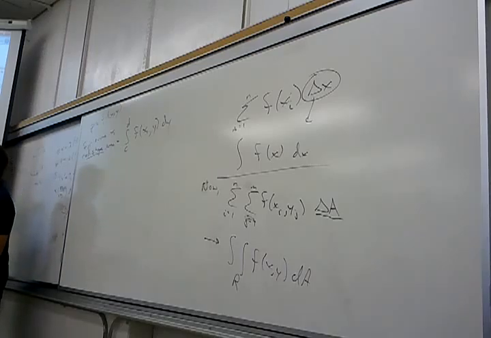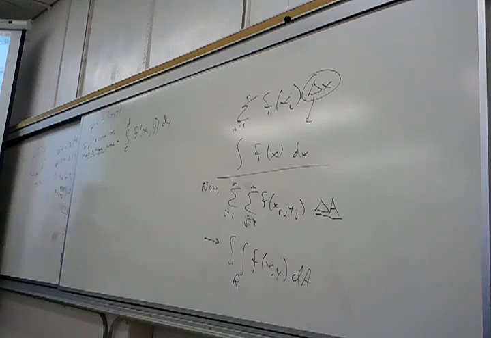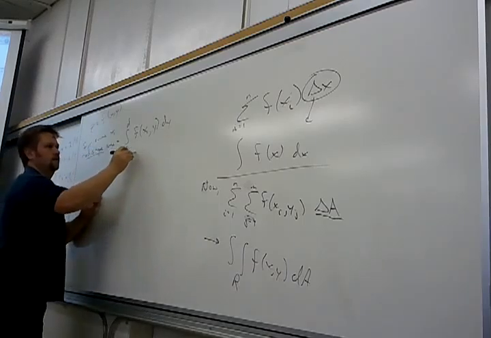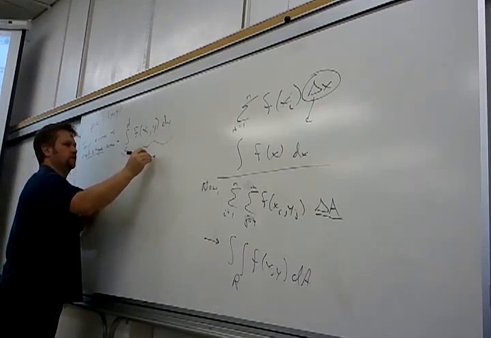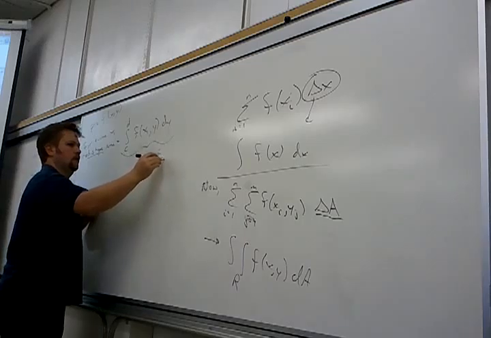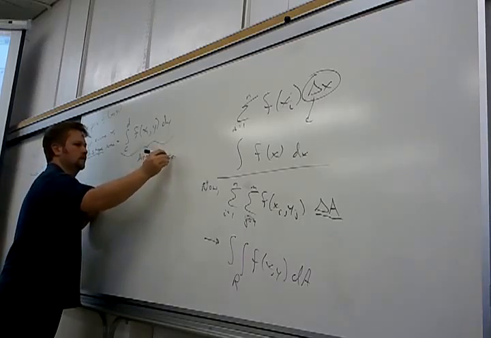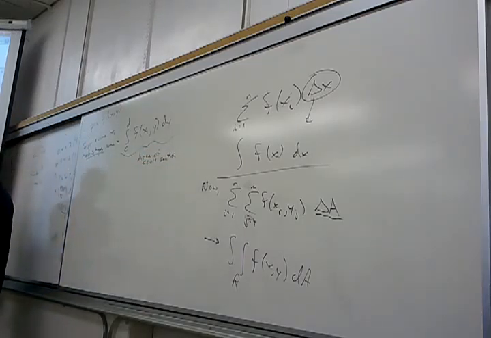So for some given x between a and b, I'm going to call it x1 just so we know it's a given constant x. We're going to let x be constant. I can get the area of the cross section. So this is just the area of that cross section. How do I then get the volume of the whole thing?